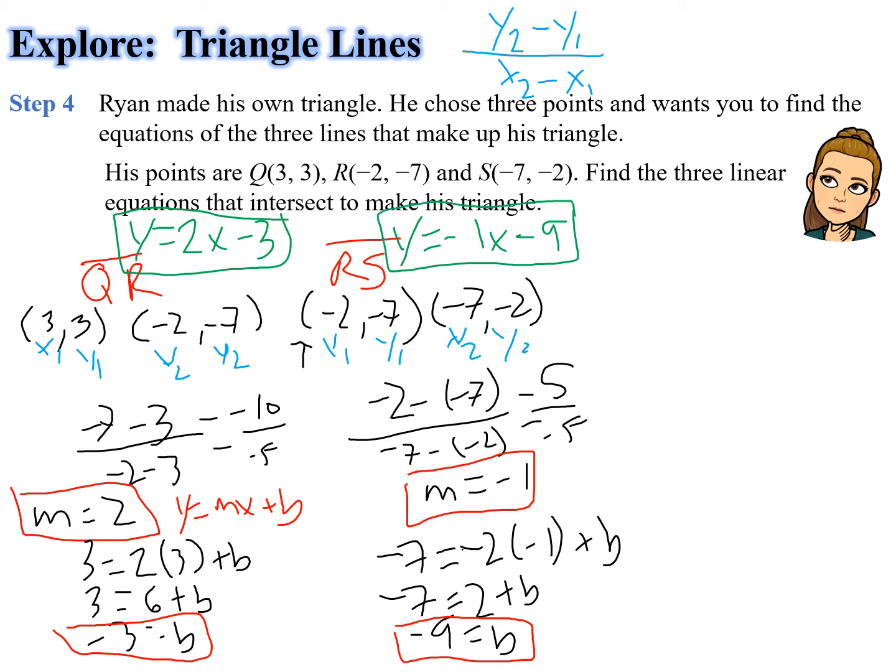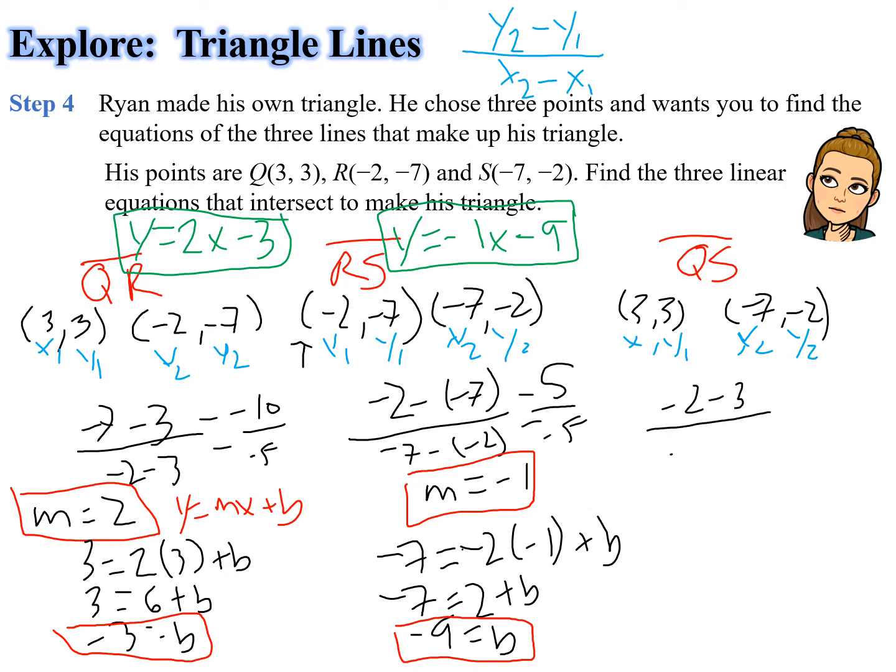One more equation to work through. We need to find the line between Q and S. So we'll do QS here. The ordered pair for Q is (3, 3), and S is (-7, -2). Slope formula, I want my x1, y1, x2, y2. When I plug that in, I get negative 2 minus 3 over negative 7 minus 3.